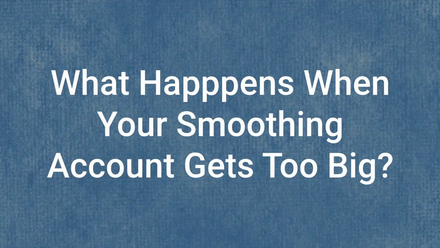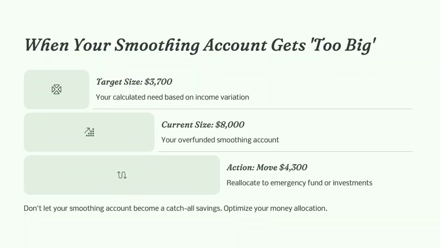What happens when your smoothing account gets too big? Hey, this is a good problem to have, but it's still a problem you need to solve. What happens when your smoothing account has way more money than you need for income smoothing? Let's say you've calculated that you need $4,000 in your smoothing account to handle your income swings, but over time, you've built it up to $8,000. That extra $4,000 should be moved somewhere else, either to your true emergency fund or to longer-term savings and investments.